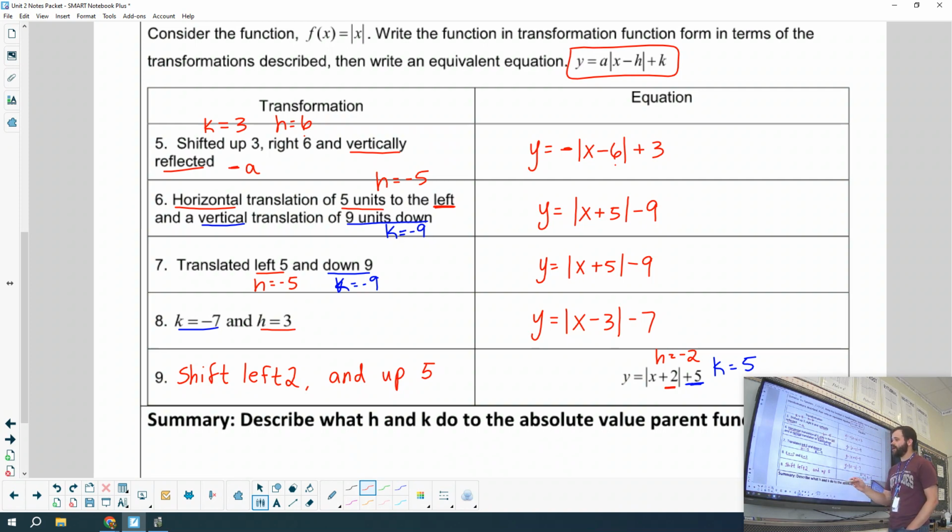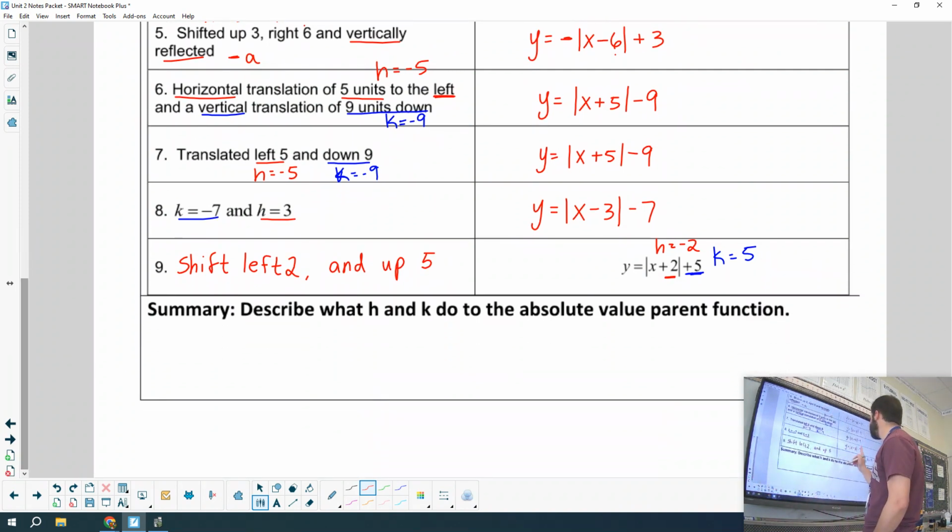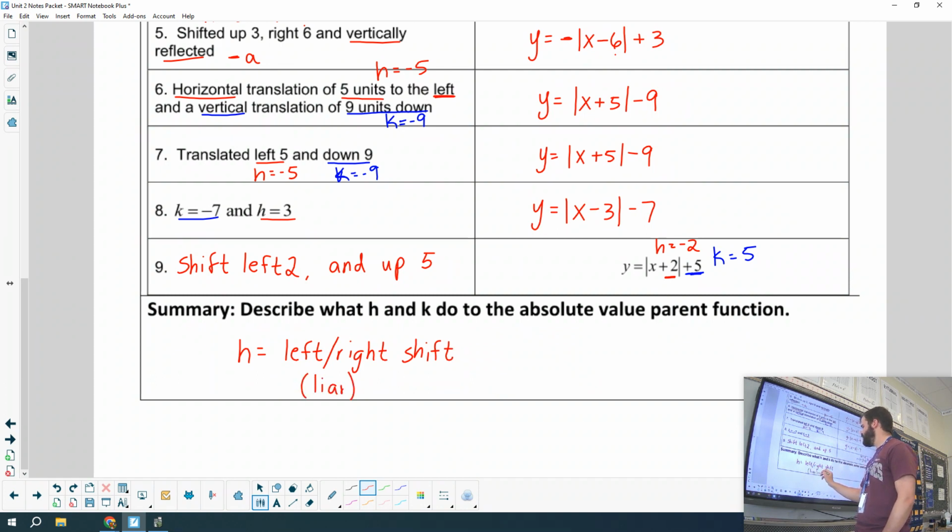Okay? All right, we're going to stop there, but real quick, I want you to take a moment and summarize, describe what h and k do to the absolute value function. Okay? We're going to say h is your left/right shift, and it's a liar. Okay? K is your up and down shift. And it tells the truth.